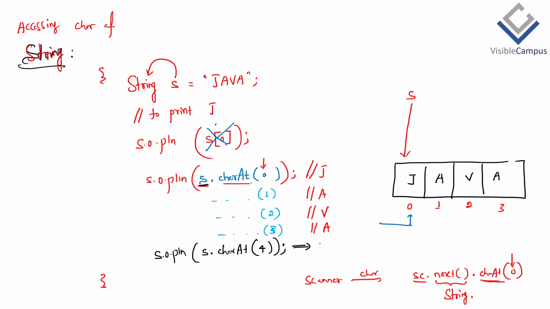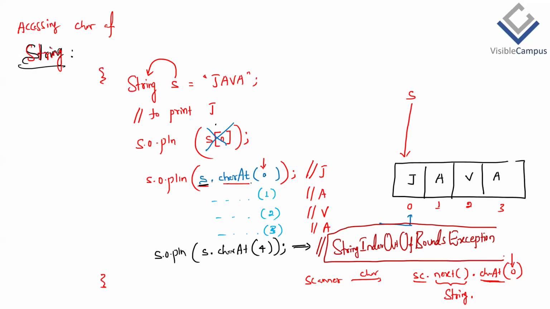For strings also, similarly, we are going to get one exception saying StringIndexOutOfBoundsException, with capital S, capital I, capital O, capital B, and no space. So this is the exception we get when we use an index position which is not available. For arrays, it's ArrayIndexOutOfBoundsException. For strings, it's StringIndexOutOfBoundsException.